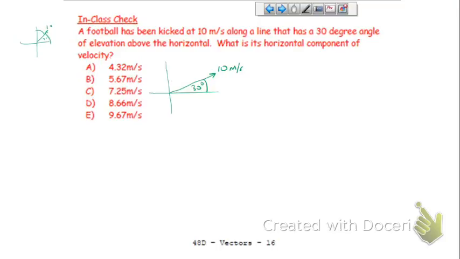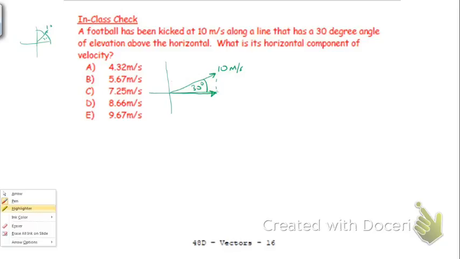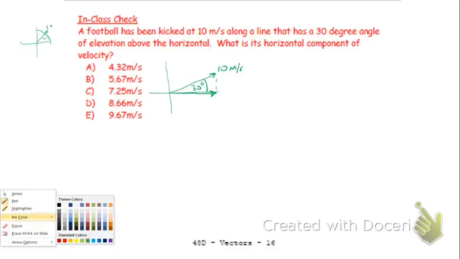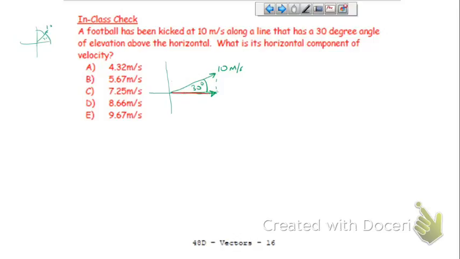So a football is fired at 10 meters per second along a line at 30 degrees angle of elevation above the horizontal. What is the horizontal component? So let's visualize. That is my horizontal component. I'm going to change colors so that you can see my visualizing. I'm going to put it in red. So this is my horizontal component. That is what I'm looking for. That is an adjacent. The 10 is a hypotenuse.